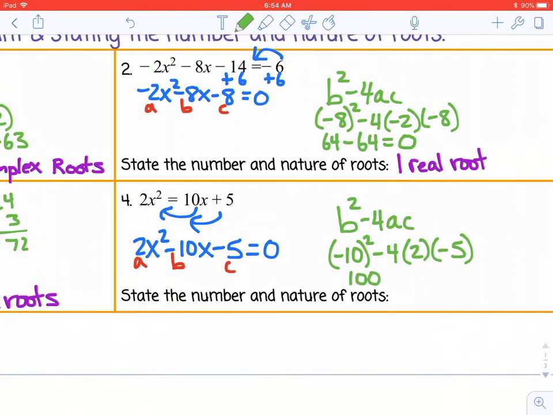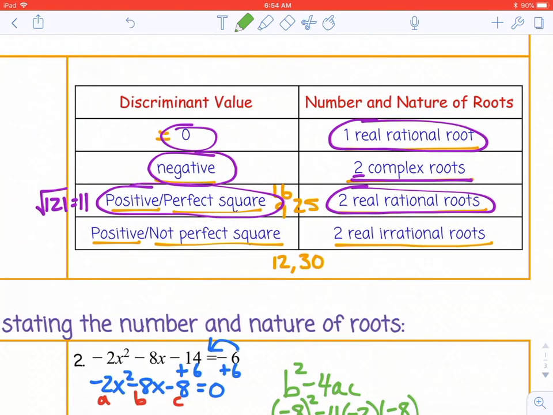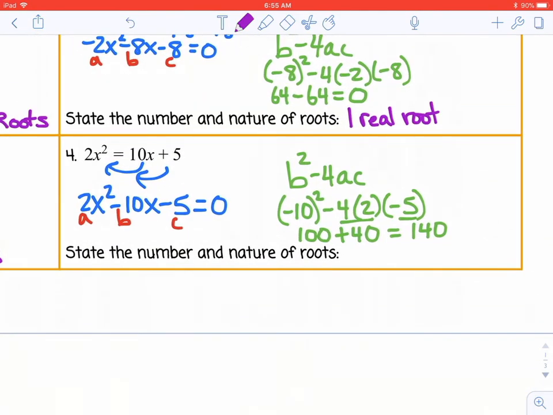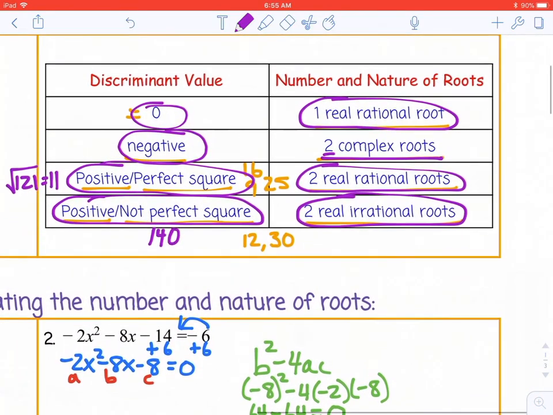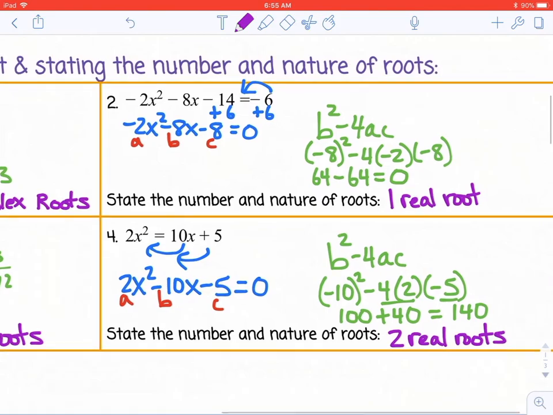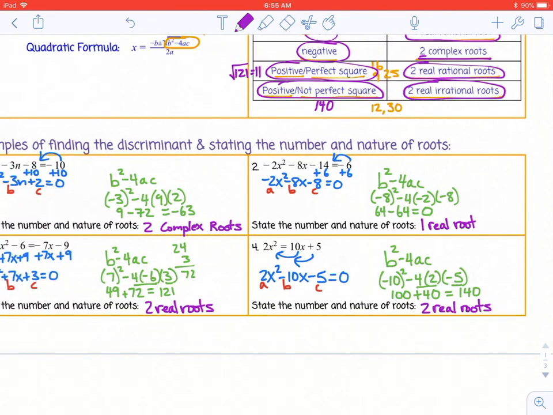So negative 10 squared is 100. Minus 4 times 2 would be negative 8 times negative 5 would turn out to be positive 40. So our discriminant is positive 140. So let's check up here. So it's positive, but it's not a perfect square. 140 is not a perfect square, but still positive. So we have two real irrational roots. So let's put 2 real roots. And then when we do the quadratic formula, we will talk more about irrational versus rational roots. But for now, we're just picking out 1 or 2 and whether or not it's complex.